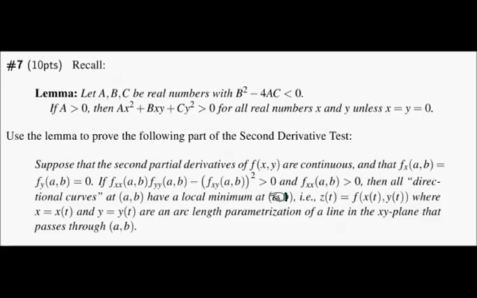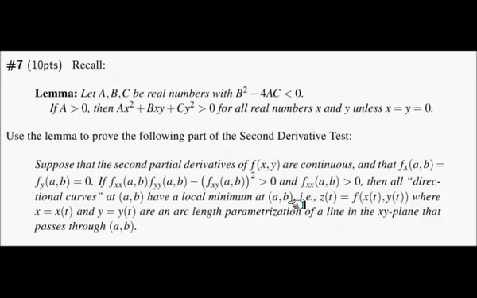Then there is a condition about the second derivative. This second derivative condition is comparable to the discriminant condition. It's quite in the same shape: there's a square and then a product of two numbers. So if this is positive, and if the second derivative value f_xx at a, b is positive, these both positive, then all directional curves at a, b have a local minimum at that point a, b.